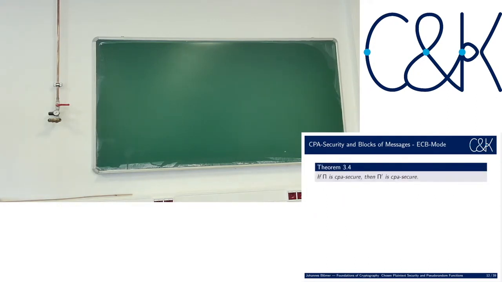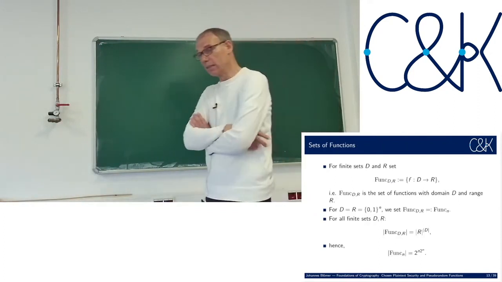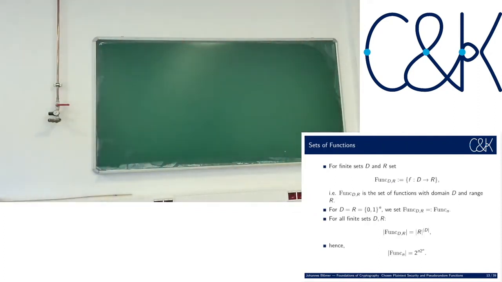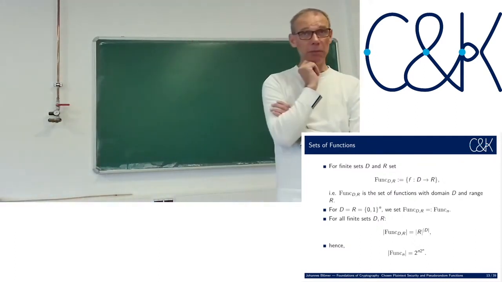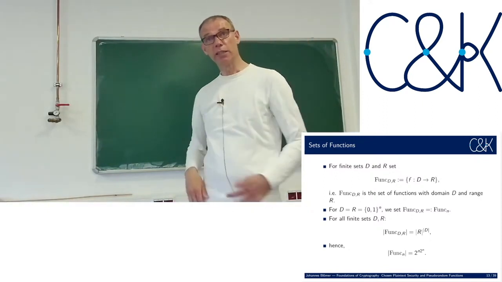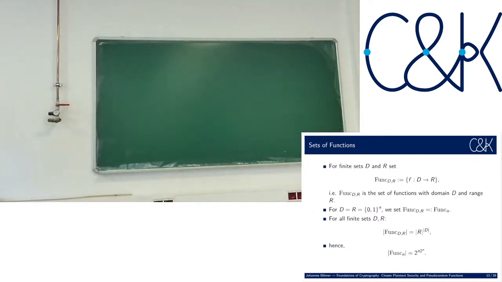Okay, so let's go to random functions as the first step in defining CPA secure encryption schemes. So let's fix some finite sets D and R. D stands for domain, R stands for range. And then I look at the set of all functions from D to R. And I call this Func_{D,R}. All functions.